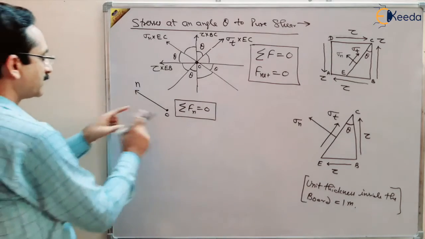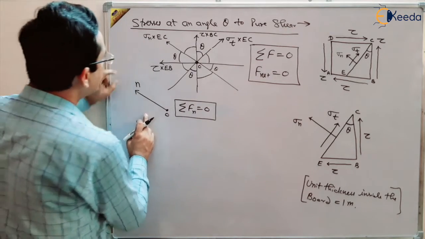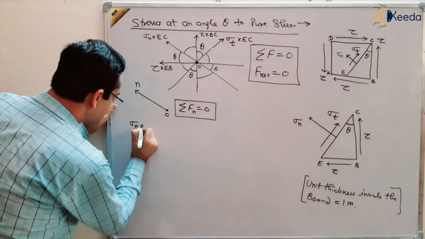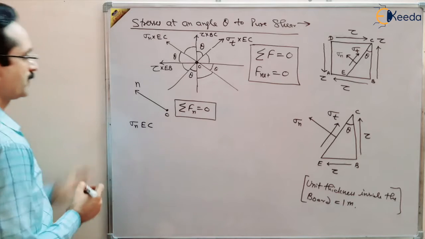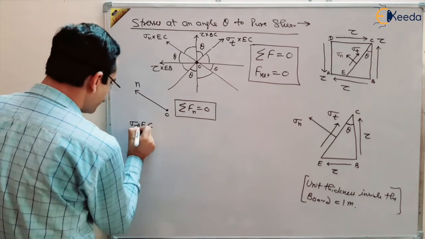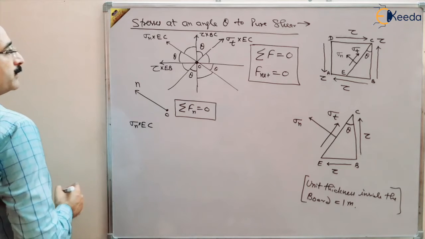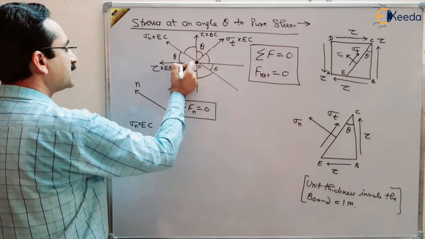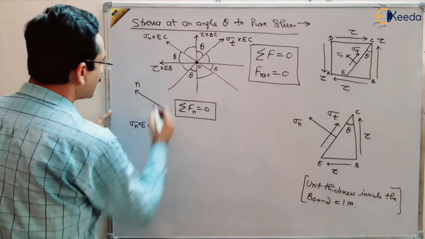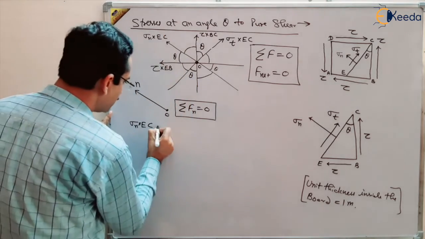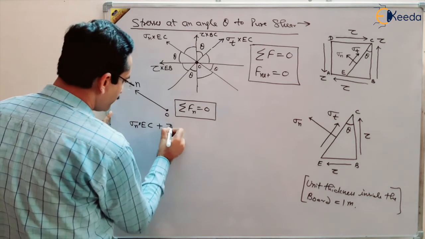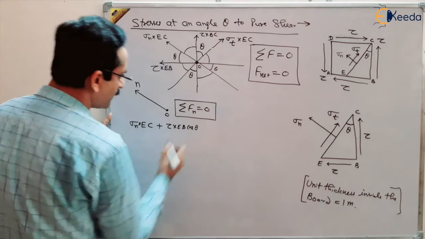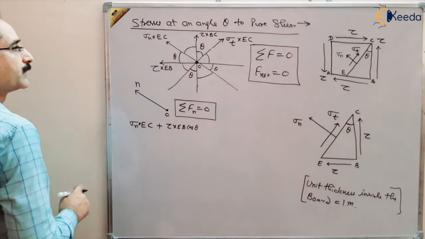Now what are the forces acting in this direction? Sigma n EC is acting in this direction, and this is positive: sigma n into EC. Now the component of this tau EB in this direction, because the angle is theta, should be cos theta. This will be in the same direction, so this will be plus tau EB cos theta.